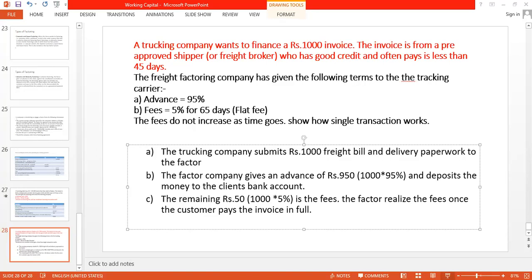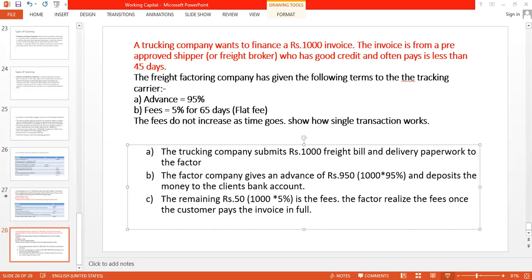This is a single transaction. How does it work? How does a single transaction work? The factor will receive this bill. This is a paper document, the invoice. After receiving this document, an advance of 950, that is 95% of the invoice value, will be given to the client and will be deposited to the client's bank account.